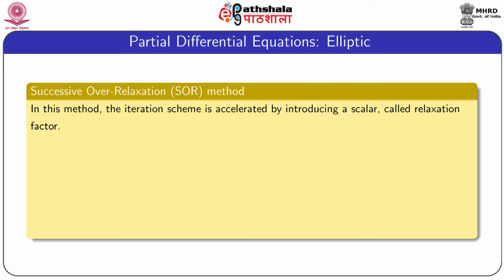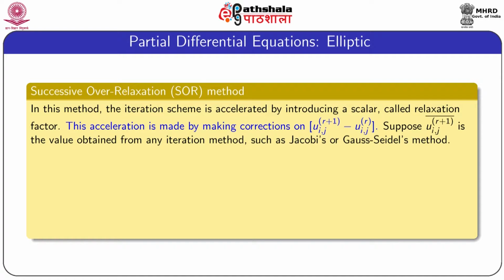Now we consider another iterative method called the successive over relaxation method or SOR method, to accelerate the iteration scheme by introducing a scalar factor known as the relaxation factor. This acceleration is made by making a correction on the expression uij at the r plus 1 iteration minus uij at the r iteration. That means the correction is made on the difference between uij at the r plus 1 iteration and the rth iteration.